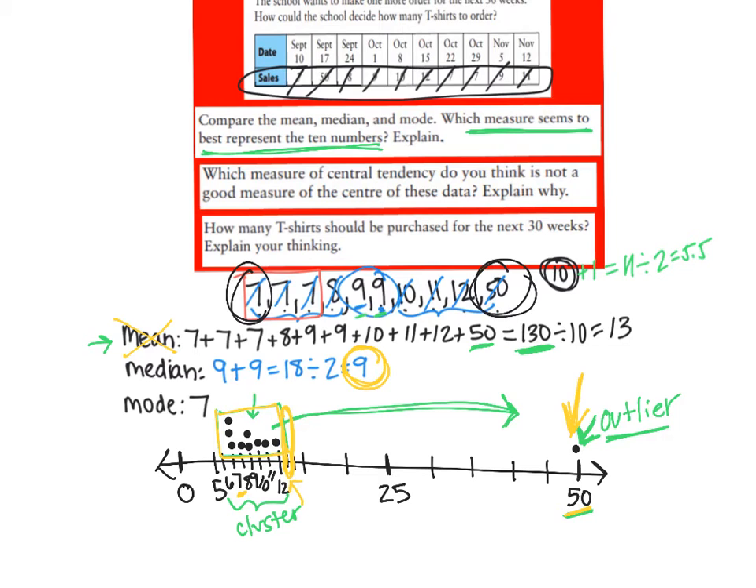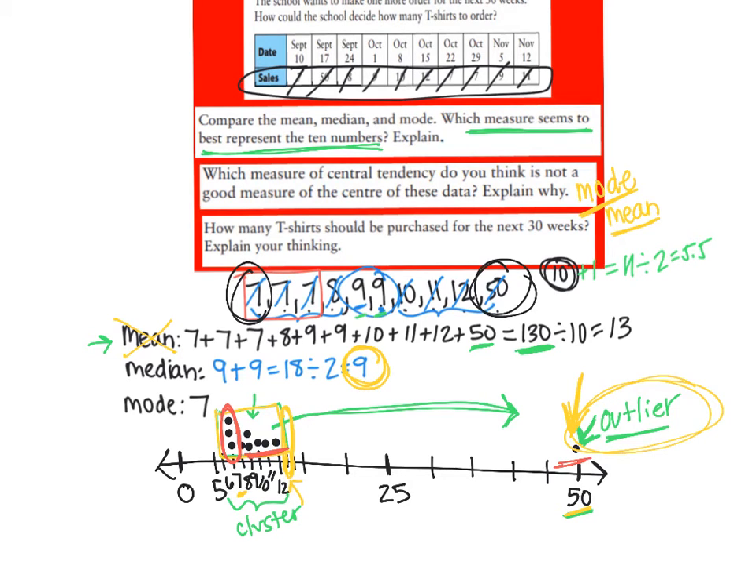So which is not the best measure of center? Well, I would actually say both the mode and the mean. The mean is not a good measure of center because of this guy here, the outlier. And the mode is not a good measure of center because if you look down here, see my mode is 7. That's the smallest number. So if I thought that only 7 kids were going to buy a t-shirt each week, I would run out of t-shirts quickly because look at all these other weeks here where more were bought.